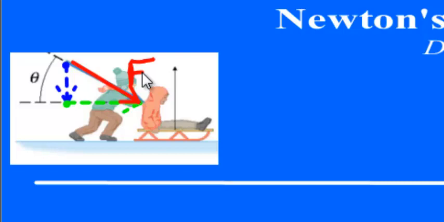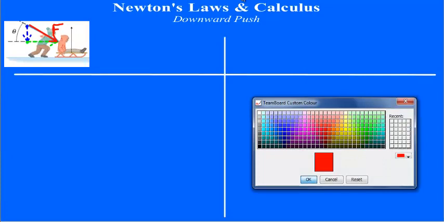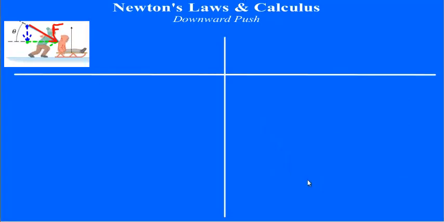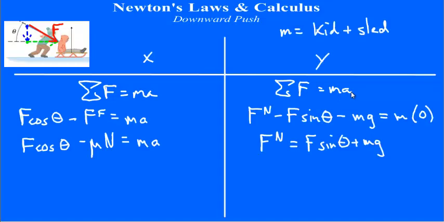All right, so what we're going to do is write F equals ma for this equation, in the x and y direction. I'm going to pause right now and then write those out for you. All right, let's take a look.